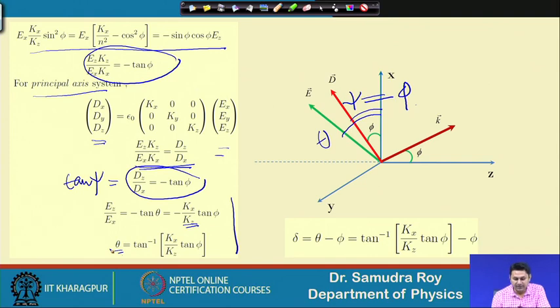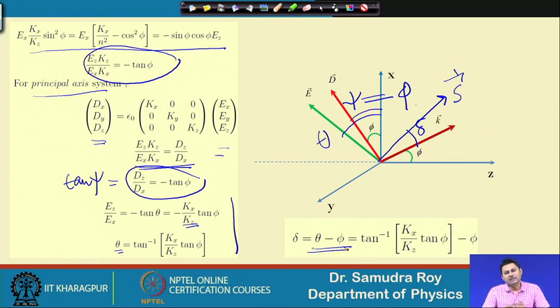Now the interesting thing: I want to find the deviation between E and D. This deviation is nothing but the angle between S and K. That means the S vector, if you remember, is perpendicular to the E vector. So S and E differ by an angle delta, and delta is nothing but theta minus phi. This theta minus phi is called the walk off angle. So the walk off angle one can easily find out.